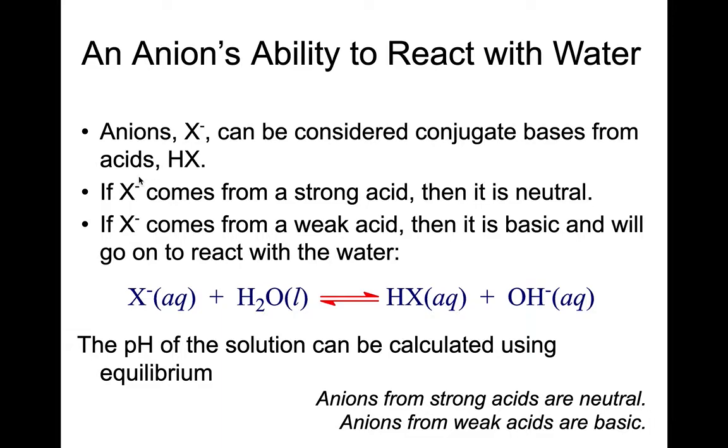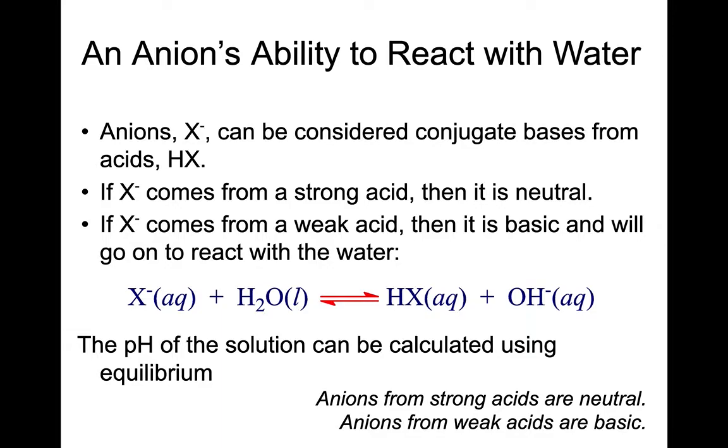So if this anion comes from a strong acid, then it's neutral. Remember from our previous lessons, the stronger the acid is, the weaker the conjugate base is. So if we had an anion from a strong acid, then once it is split apart, once it is floating around in solution as just its ion form, it's considered neutral. If the anion comes from a weak acid, then as a conjugate base, it is basic.